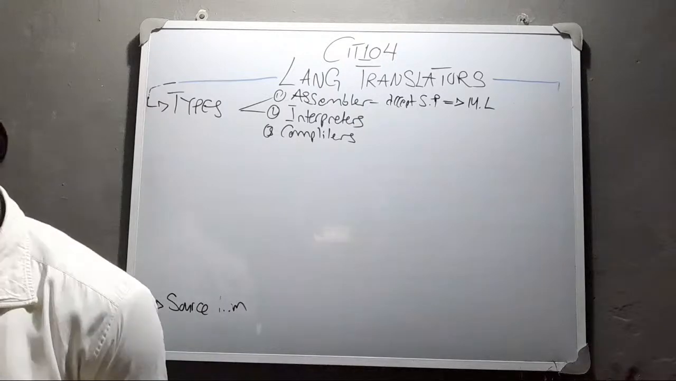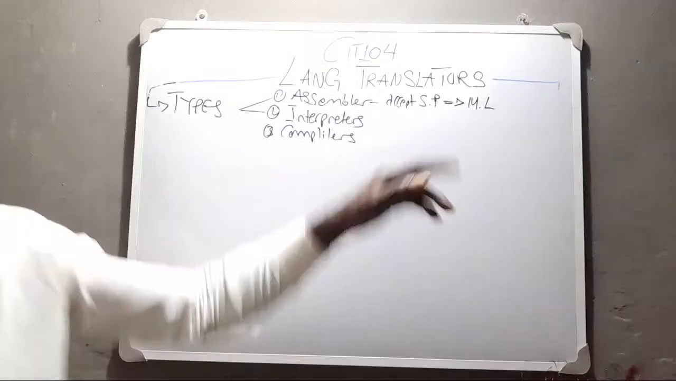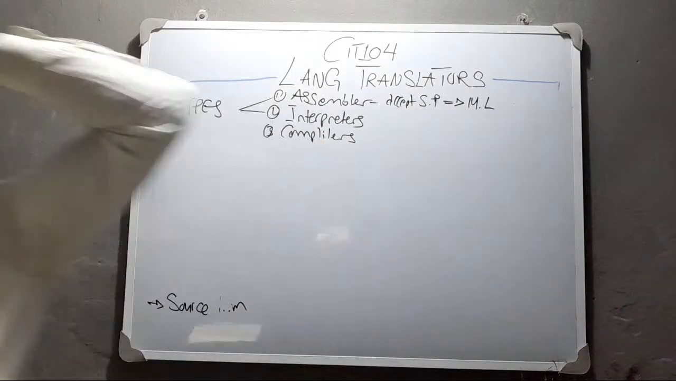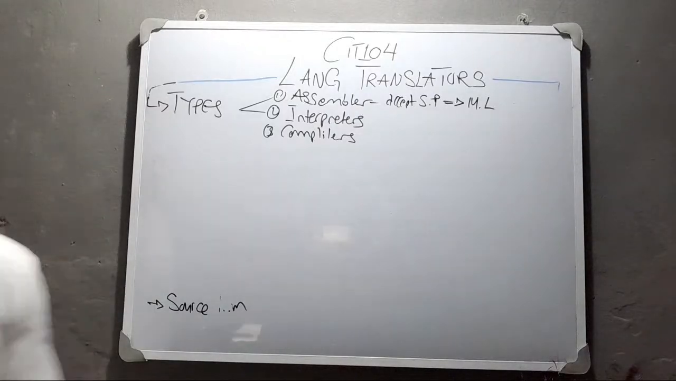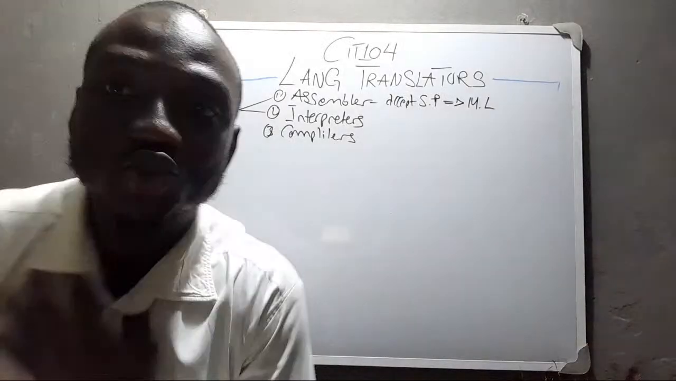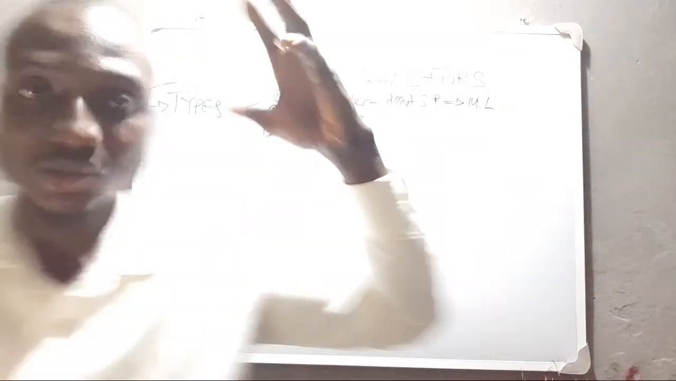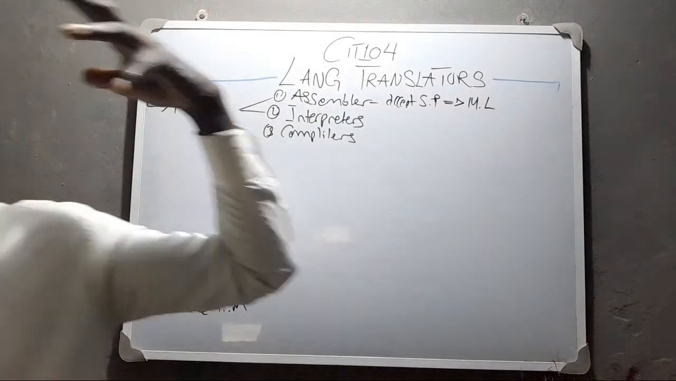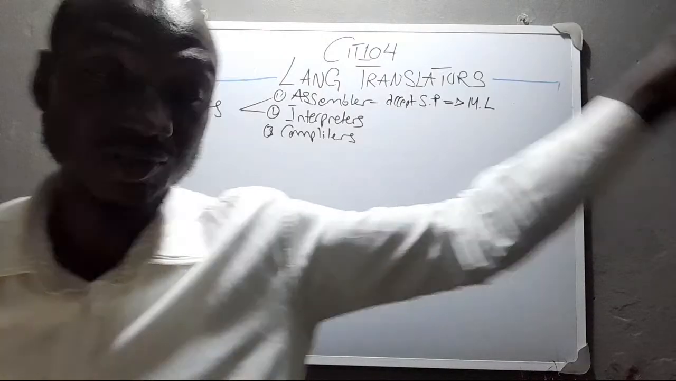Now, you know, under assembler, we said it is a computer program that accepts source code. We already know what source code is now. Just like the name, source, it is the code that makes a program work. The source of a program. That is what the source code means.